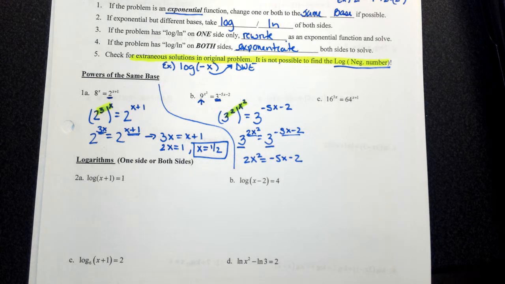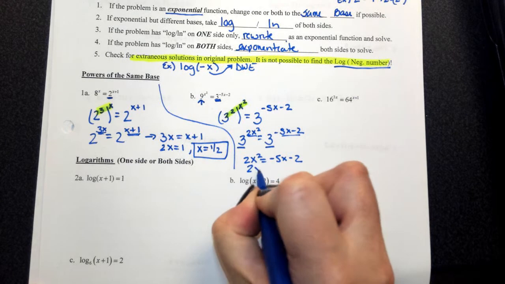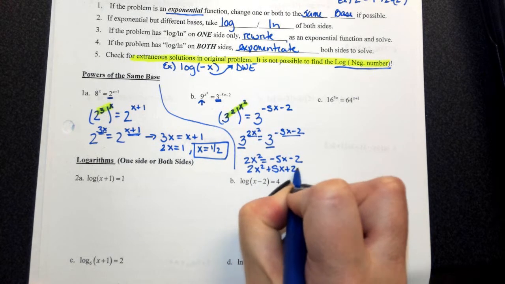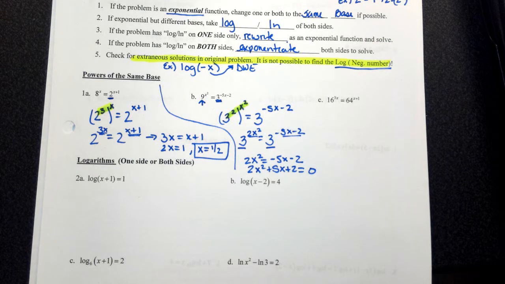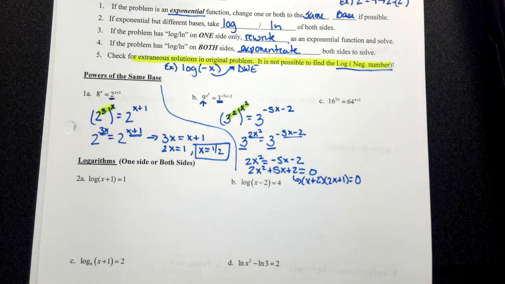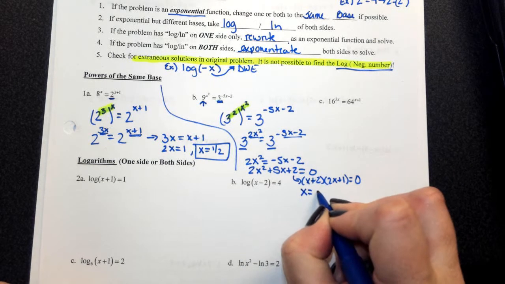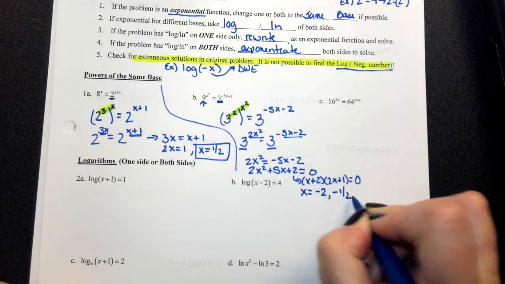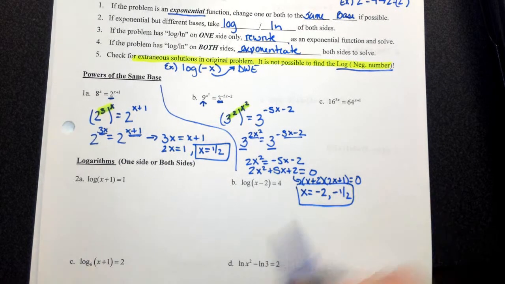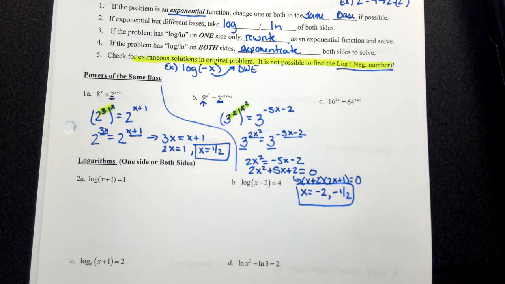How do you solve quadratic equations? Hopefully, we're going to be able to factor it. So what do I need to have on one side of the equation to factor this? 0. So I'll add my 5x, add my 2. So now you guys go ahead and factor that for me. x plus 1. Any questions on the factoring? So then what are my solutions going to be? x is equal to what? x is equal to negative 2 and negative 1/2. Okay? So any questions, guys, on solving an exponential equation when you have to rewrite with the same base?